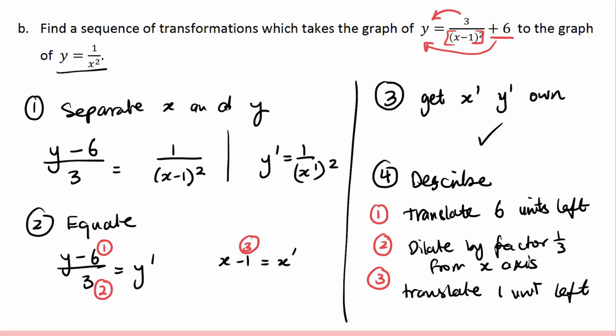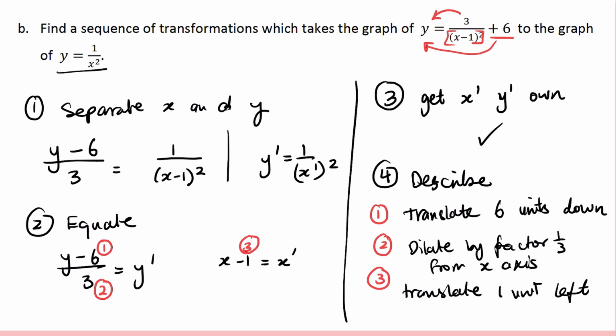Uh, it is left. I made a mistake here. I wonder how many of you picked that up. Y goes up and down, so because it's a negative, that should be translate 6 units down. Hopefully you picked that up. If not, be careful with that in the future.